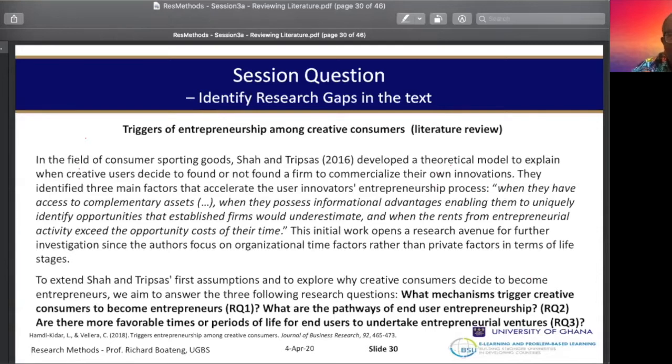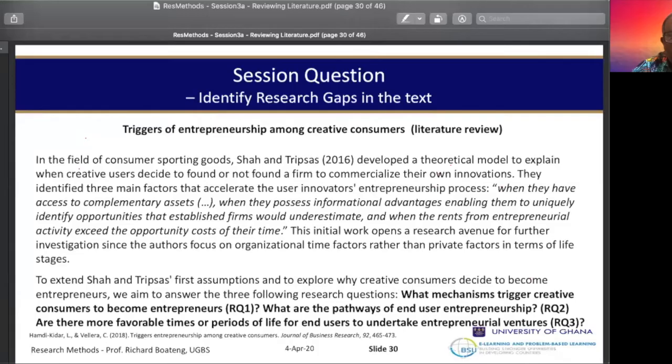So it means that Shah and Tripsas developed a model to explain when creative users start their firms and when they choose not to start a firm. They identify three factors that influence a creative user, a consumer, to become an entrepreneur. One, when they have access to complementary assets. Two, when they possess informational advantages, enabling them to uniquely identify opportunities that established firms will underestimate. Three, when rents from the entrepreneurial activity exceed the opportunity cost of their time.